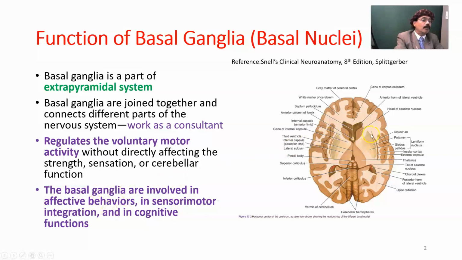So we are seeing part of the basal ganglia here. This is the horizontal section of the brain. We are looking at the lentiform nucleus. Lentiform nucleus has parts, the globus pallidus and the putamen. Outside that we have the claustrum just underneath the insular cortex. So we have a good part of the basal ganglia in this horizontal section of the brain.